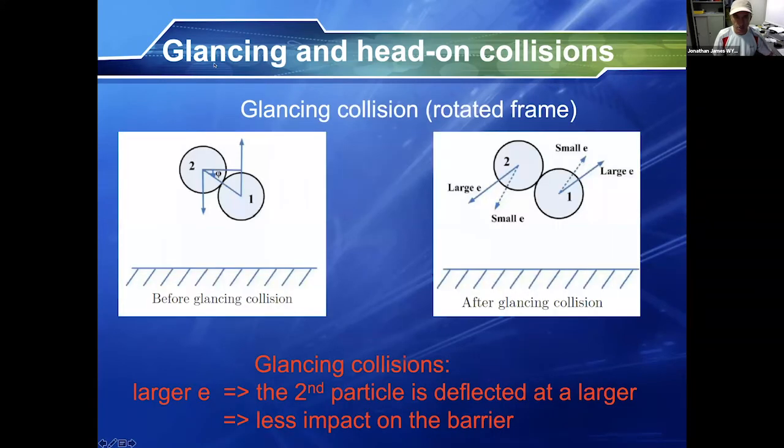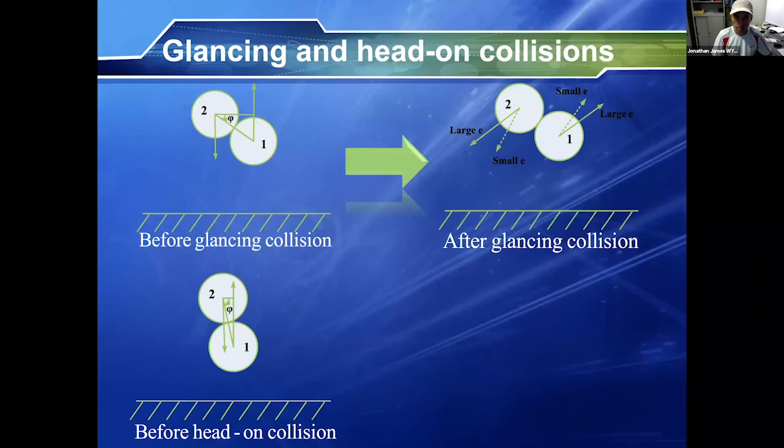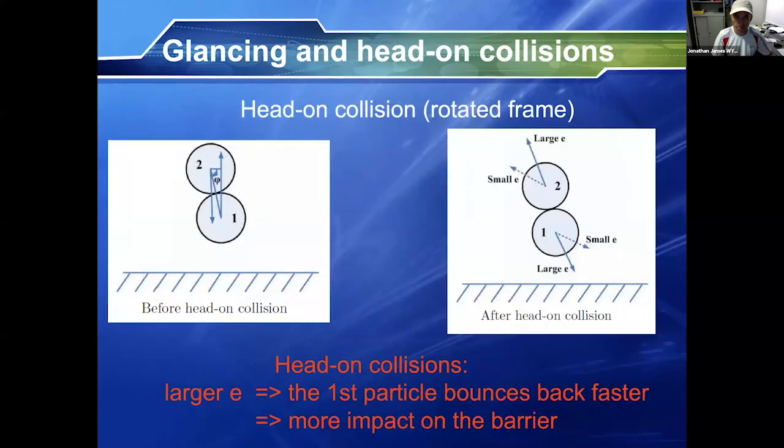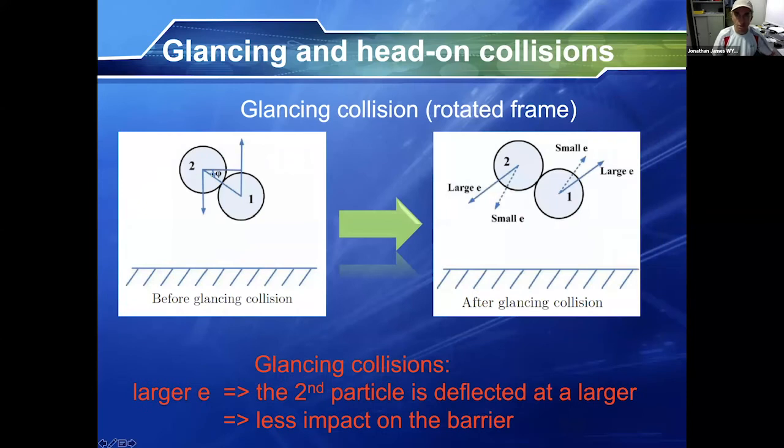So let's just go to this. What I've done is I've rotated the frame because it just makes it a bit easier. So the first particle has come down, has hit the wall, and has bounced back. This is what I'm going to call a glancing collision. The first particle comes down, hits the wall, and bounces back. And now the second particle comes and hits the first particle.